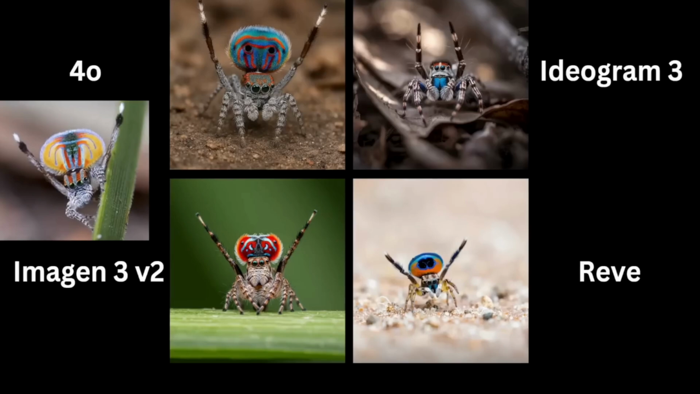This is a real animal. But I would say, just in terms of correctness and color and visually, I like 4.0. Second place, I would say Imagen 3v2. Third place, I would say Ideogram. Last place, I would say Reve, because this Reve is a little blurry. Same with Ideogram, it's a little blurry.